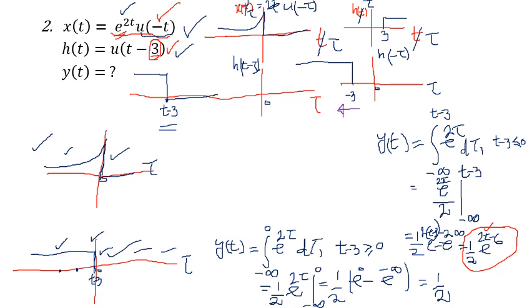But when you move the signal towards the positive side of the time, this signal is non-zero, but this signal is already 0, right? So that means the upper limit for this case will be 0, right? So we get a constant value of 1 by 2 for the interval when t minus 3 is equal to or greater than 0, and we have the variable expression when t minus 3 is less than or equal to 0.